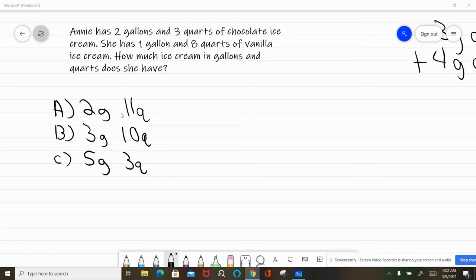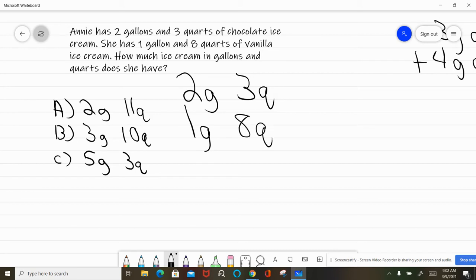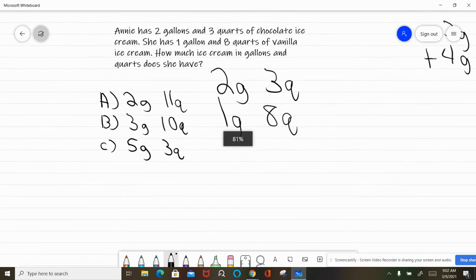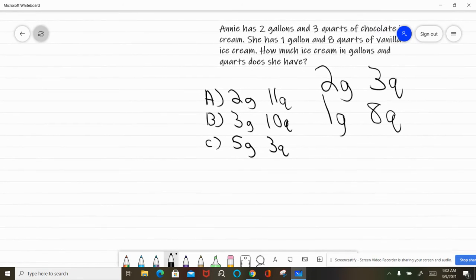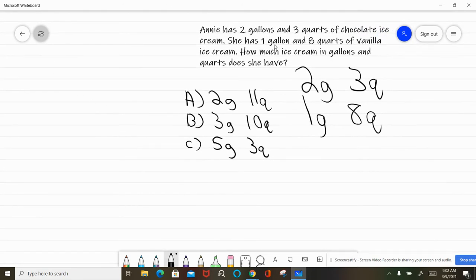So she has 2 gallons and 3 quarts of chocolate ice cream, and she has 1 gallon and 8 quarts of vanilla ice cream. Look, there's 2 ways you can do this. I'm going to start off with the picture way since it's a little problem. There's a way you can actually draw it out, but sometimes the numbers are going to be too high, so you're going to have to just add and subtract. So we'll start off with the picture way, and then I'll show you how to do it with the numbers. But the numbers is the most important way because, like I said, sometimes the numbers are going to be too big for you to draw. Since these are small, we can just draw them.